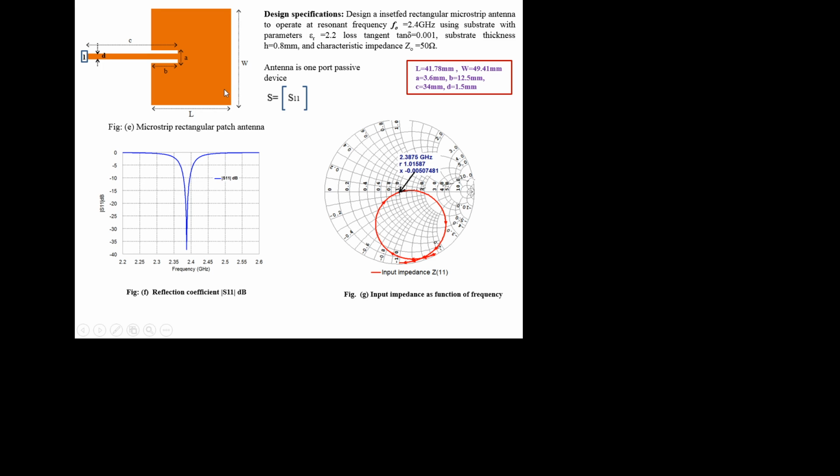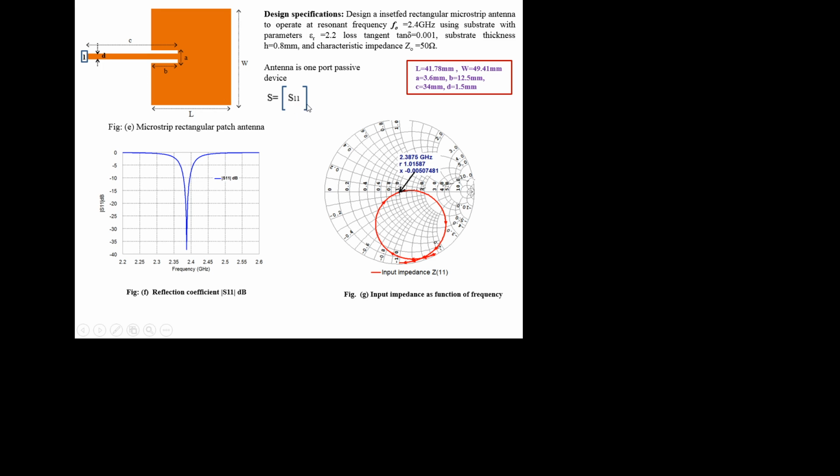To find out whether it is radiating or not, first we plot the S parameter of this structure. This is a one-port structure. An antenna is a one-port passive device. There is no other port, only one port. One port means only one parameter, S11. There is no S21. It is radiating into free space, so it is a one-port device and the only parameter is S11.